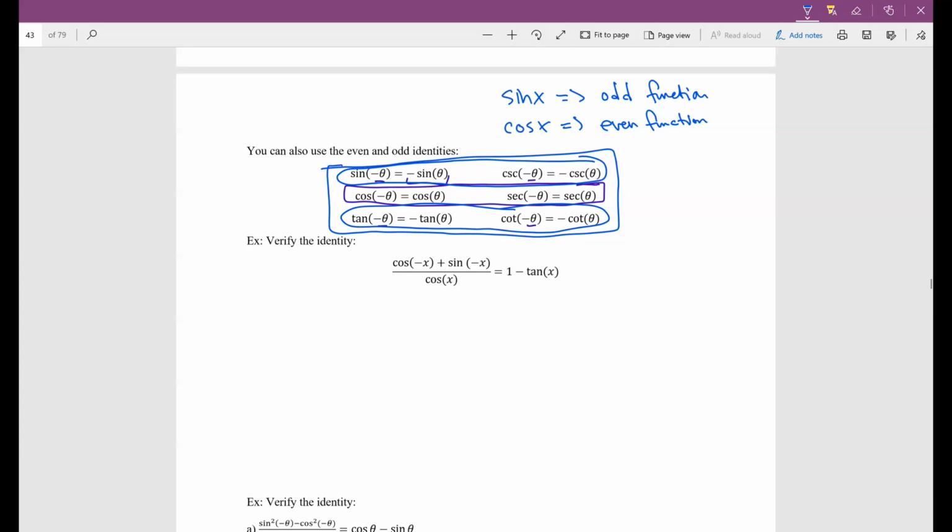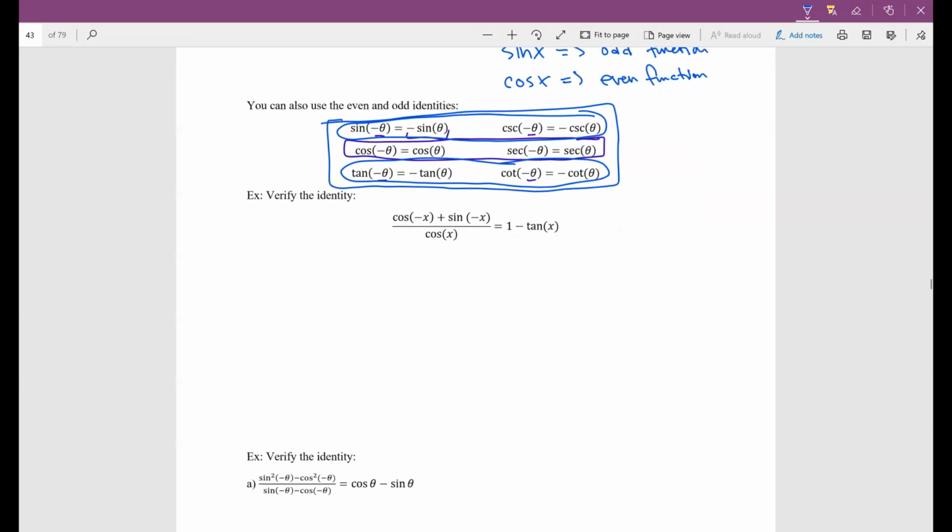So these are just additional identities that you can look at, and we'll go ahead and try to verify this identity using these even and odd formulas. So here we want to verify the identity. Clearly this side looks more complicated, so I'm going to start off with the left-hand side.